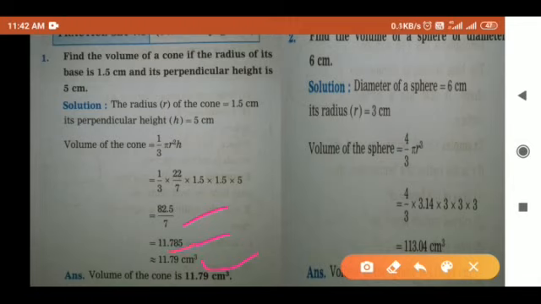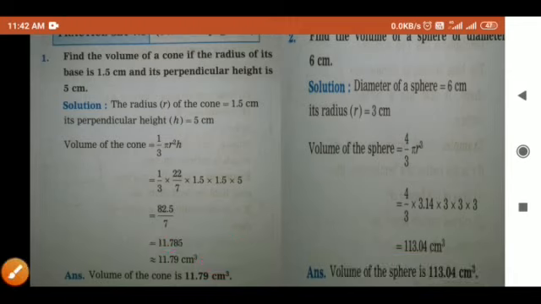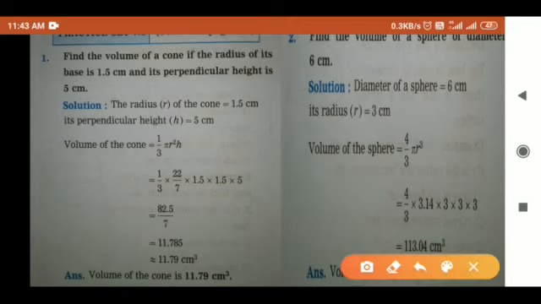Whenever the third digit after the decimal is 5 or greater than 5, we will just add 1 in the previous digit. So 11.78 will become 79. Therefore volume of the cone is 11.79 centimeter cube. And students, please keep it in your mind that writing the unit is very important.